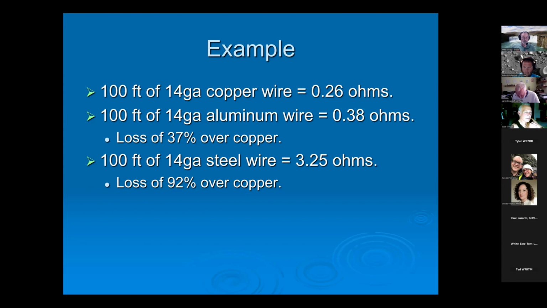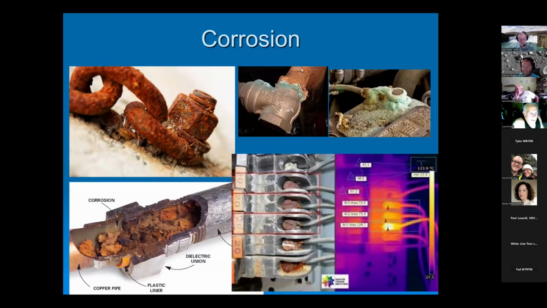Now let's take a look at the really bad one out there, and that's steel wire. Steel wire, 100 feet of that, 14 gauge, gives you 3.25 ohms. So that's getting to be quite a bit. That's a 92% loss over using copper wire. Of course, these days there's a big change in the cost of doing things.